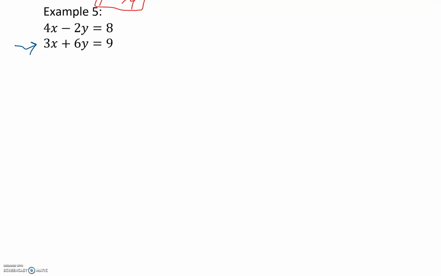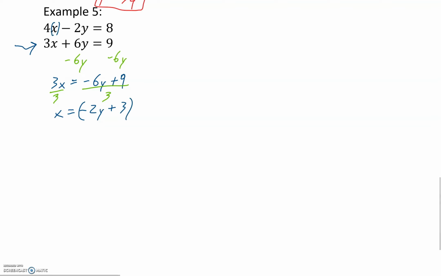So to do that, we're going to subtract 6y on both sides. That'll give us 3x equals negative 6y plus 9. Then we divide by 3 on both sides. And that gives us x equals negative 2y plus 3. Now that we have that, this is what we're going to substitute for x over here. So we're going to rewrite that equation out. Okay, exactly the same, except instead of x, we're writing negative 2y plus 3.